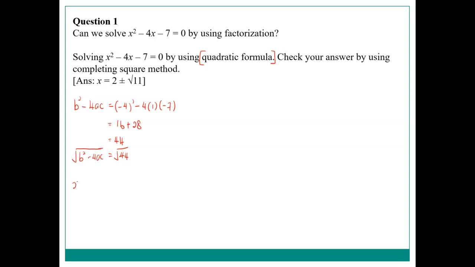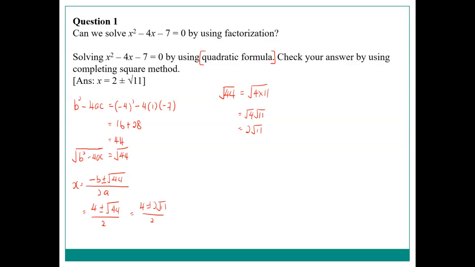So the quadratic formula is negative b plus minus the square root of b squared minus 4ac, which is square root 44, right? Over 2a. So this is negative negative 4, so 4 plus minus here. I can write it like this, right? Over 2a. Square root 44 can be written as square root 4 times 11, which is square root 4 times square root 11, and can be written as 2 root 11, right? So we can actually write this as 4 plus minus 2 root 11 over 2.